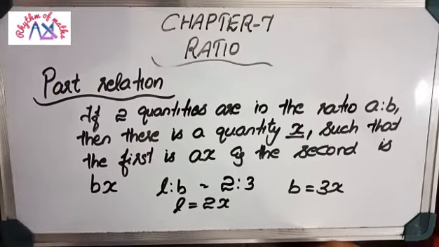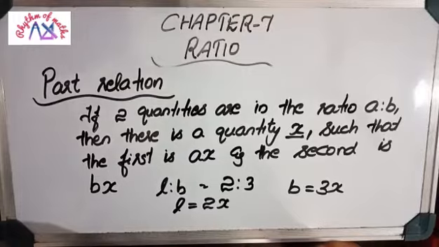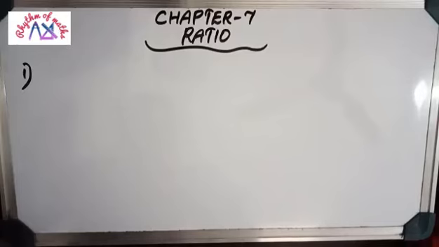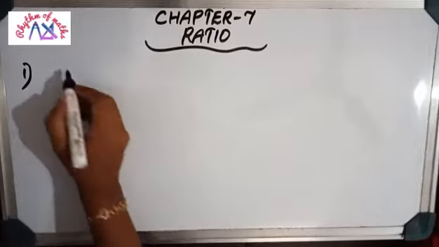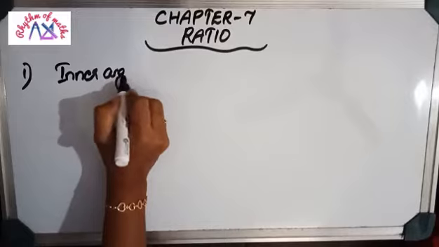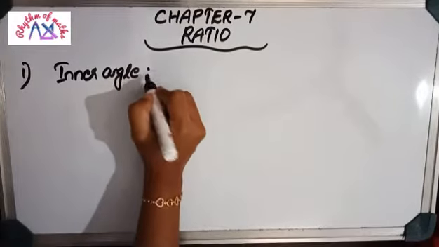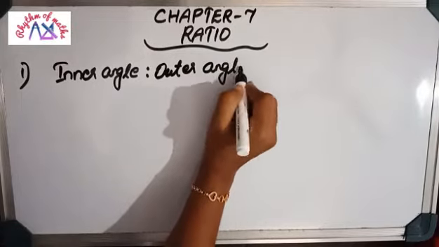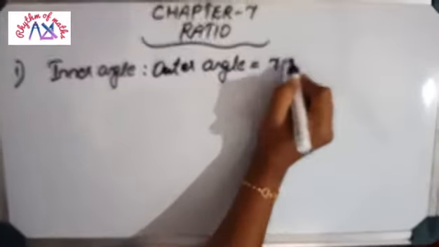First activity, first question. Here is your question. In a regular polygon, the ratio of the inner and outer angle is 7:2. What is each angle? How many sides does the polygon have? Here in this question, a regular polygon's inner angle and outer angle ratio is given. So let's write inner angle is to outer angle. This ratio is already given. What is that ratio? It is 7:2.